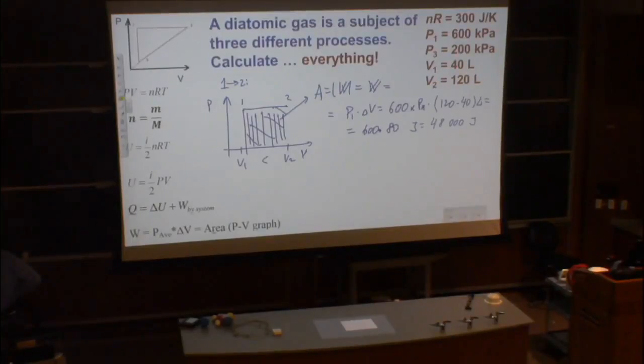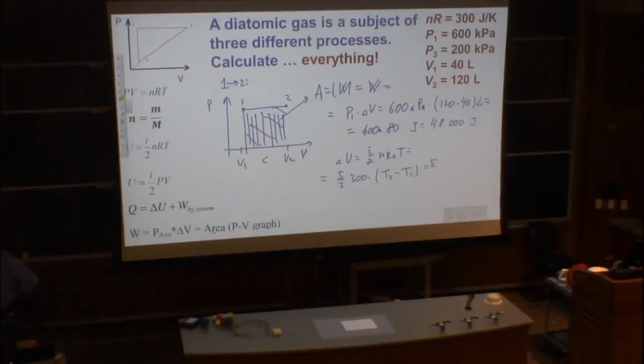Now, what else can we calculate? Delta U. Delta U equals I over 2 N R delta T. When we know temperatures, that's the fastest way to do it. So again, that will be equal to 5 over 2, 300. And here people sometimes get confused. Well, this is the process which begins at state 1, ends at state 2. And change is final minus initial, so it should be T2 minus T1.